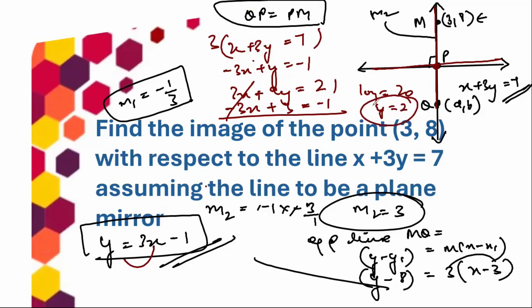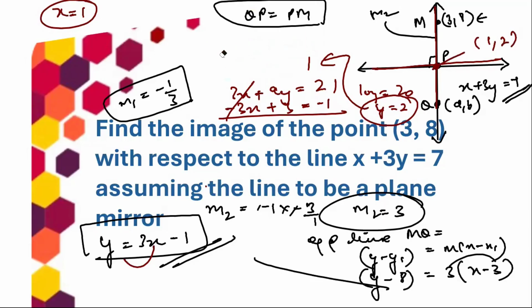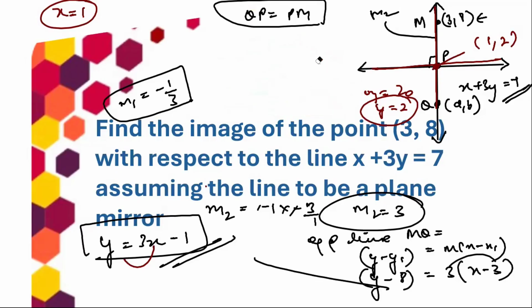When y is 2, I will put it in either of the equations. Let me put it here. So y is 2, and 3y = 6 goes to the other side, becoming -6 from 7, so x is 1. So this point P has values (1, 2). This is the normal elimination method I used to find x and y, which I got as (1, 2). Now I have to find this Q.